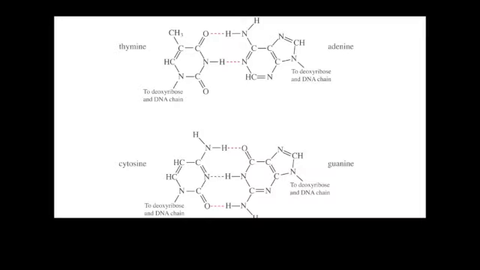This is showing the base pairing with those hydrogen bonds. So these hydrogen bonds, and let's indicate the partial positive and partial negative. So partial negative on that oxygen to the partial positive on that hydrogen. Partial negative on this nitrogen to the partial positive on that hydrogen. This is attracting. This is one DNA strand, and the other side represents the other DNA strand.